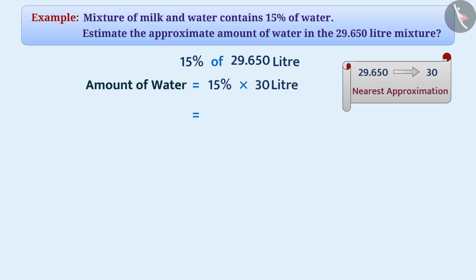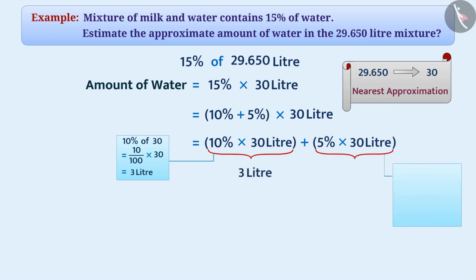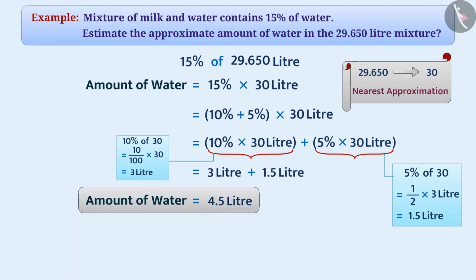We can write this as 10% plus 5% multiplied by 30 liter. That is 10% multiplied by 30 liter plus 5% multiplied by 30 liter. Now, we will find out 10% of 30, that will be 3 liter. If we do half of this, we will get 5% of 30. 1 by 2 multiplied by 3 is equal to 1.5 liter. Now, we will add both. 3 liter plus 1.5 liter is equal to 4.5 liter. That is, the amount of water will be about 4.5 liter.